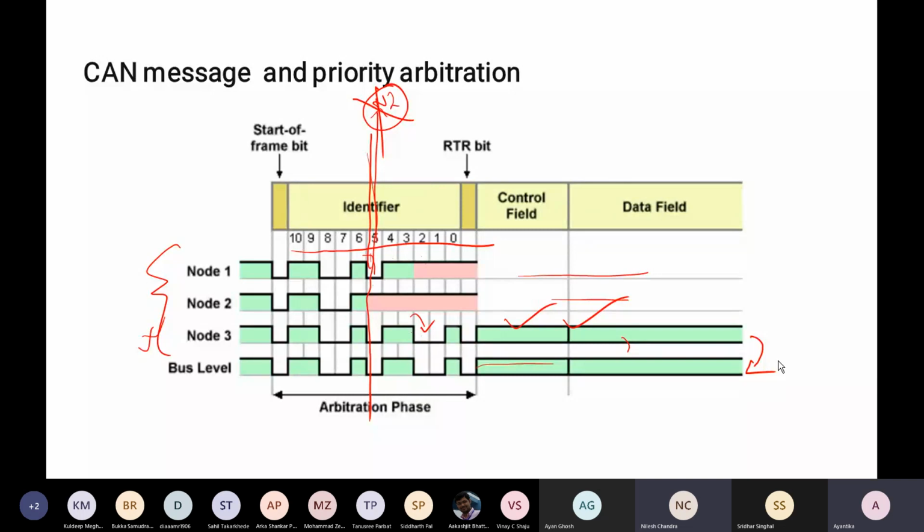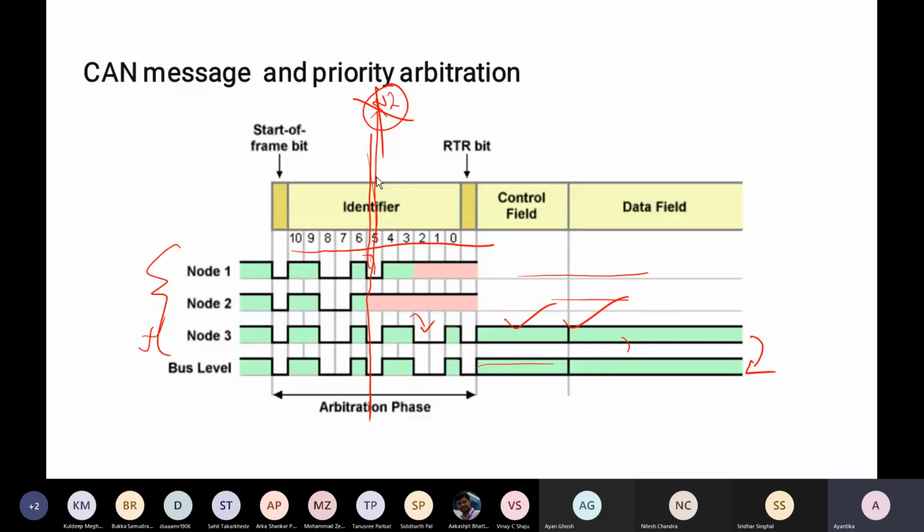Please repeat the part about why these are not toggling, this green color. No, it is not about why it is not toggling. That is what you have set in your identifier field. Whenever node 1, node 2, node 3 are releasing messages, they are setting some priority associated with it. So that is set.